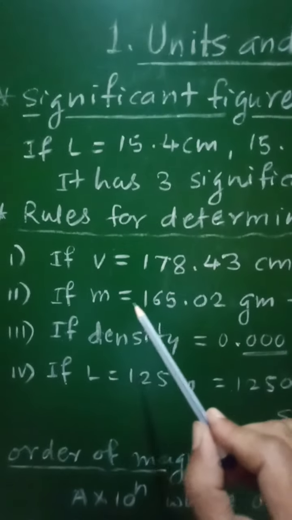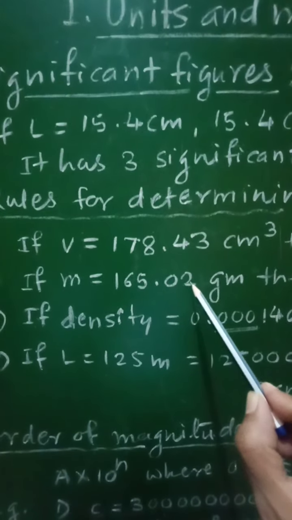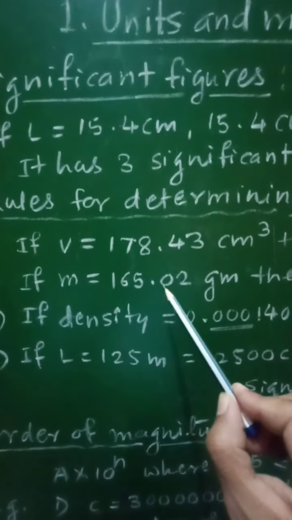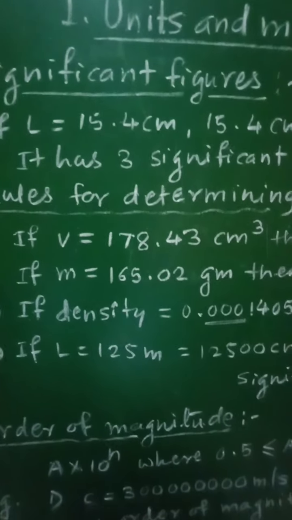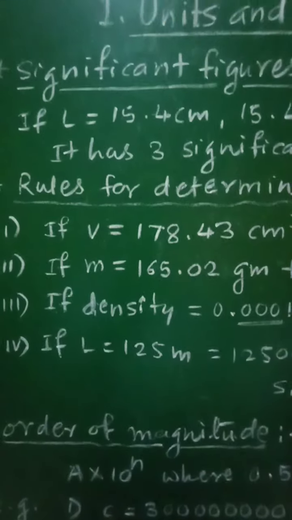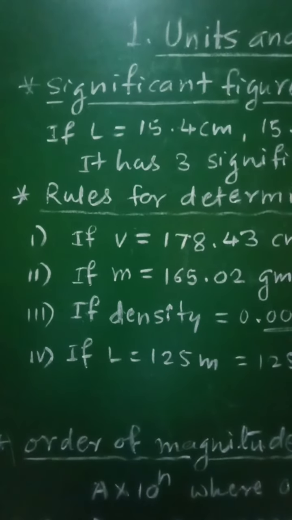That means if there is any zero between the decimal point and the next non-zero digit, that zero will be considered significant, and therefore for this mass the significant figures are equal to 5.